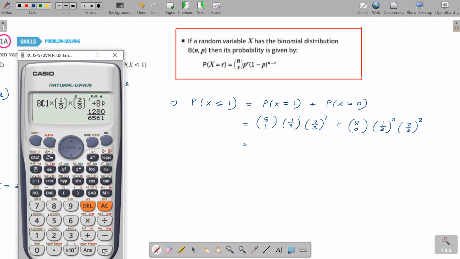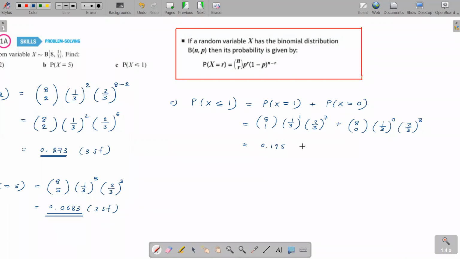So let's get the answer. I get 0.195092, which is 0.195 correct to 3 SF. So this is the answer correct to 3 SF.